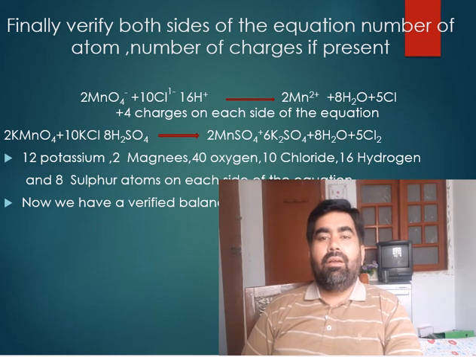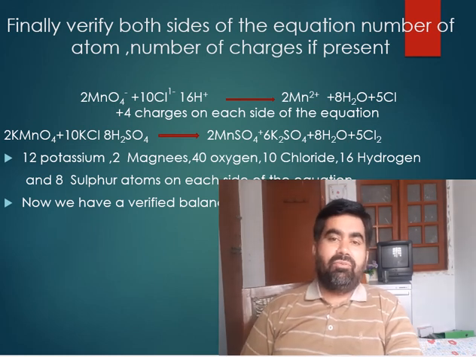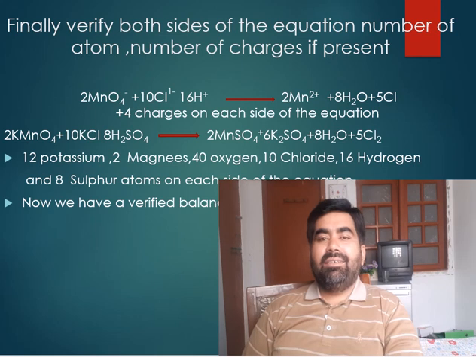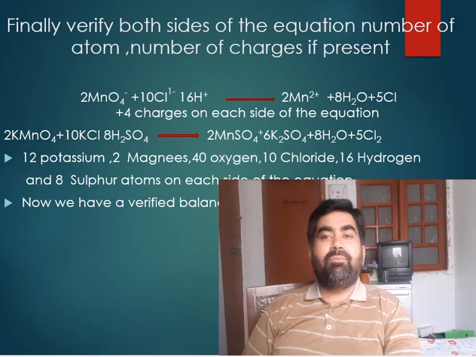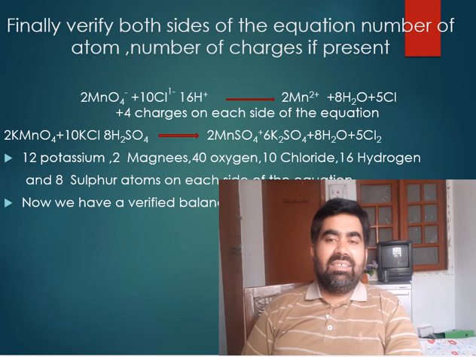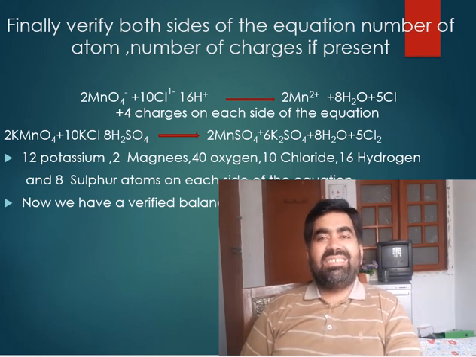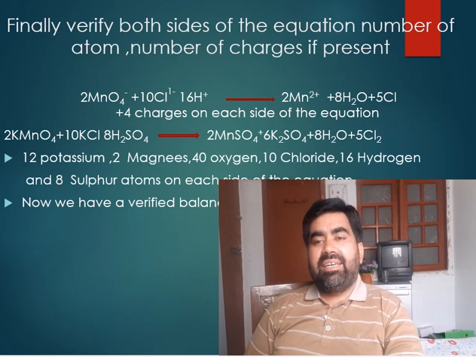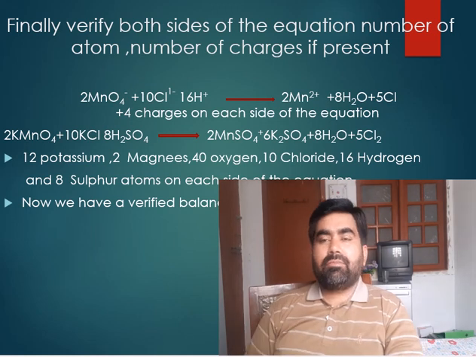Now atoms: 12 potassium atoms, meaning 2 atoms of potassium permanganate and 10 potassium atoms of potassium chloride, total 12 potassium we have, 2 manganese we have, and by calculating we have 40 oxygens, 10 chlorides, 16 hydrogens, 8 sulfur atoms on each side, meaning our atoms are balanced. Now we have a balanced equation.